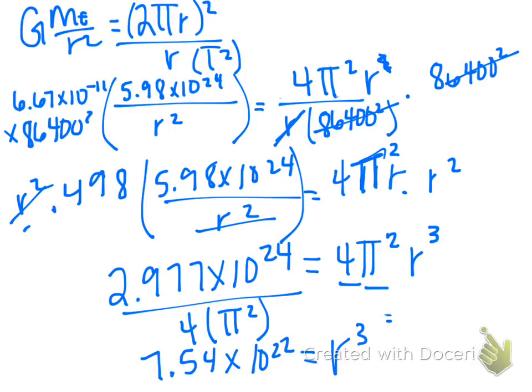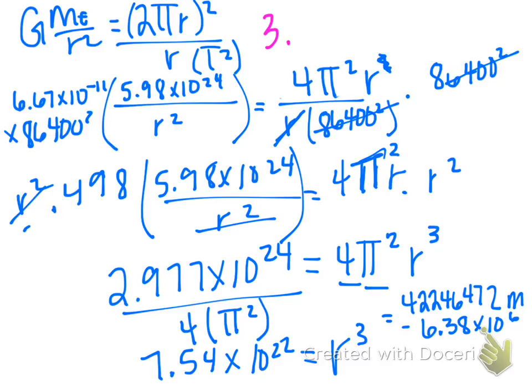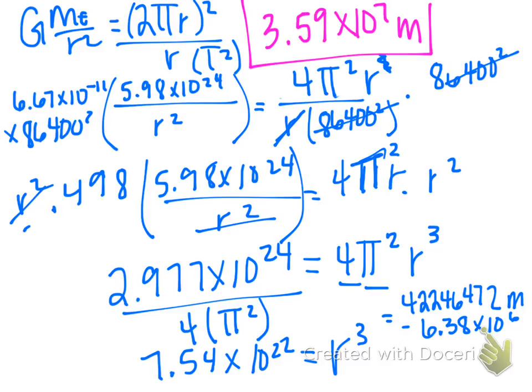Okay, so the radius that we got by taking the cube root is 4.224647 meters. Is that our final answer? Close enough. Is it our final answer? Why not? We want to know above the surface of the earth, so we need to subtract out the radius of the earth. Final answer up here, I got about 3.59 times 10 to the 7th meters.